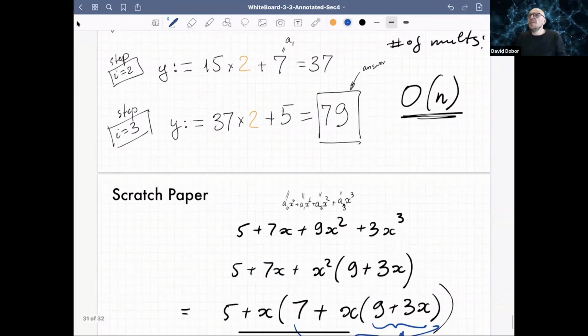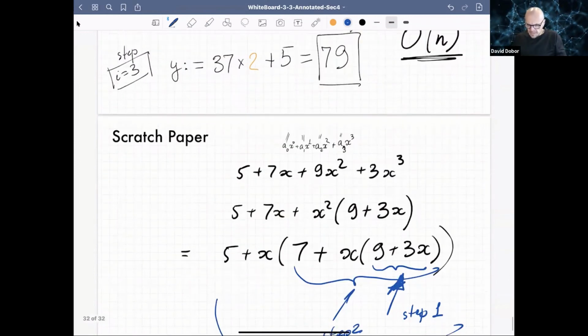coefficient. I think we have to end here. Are there any questions?